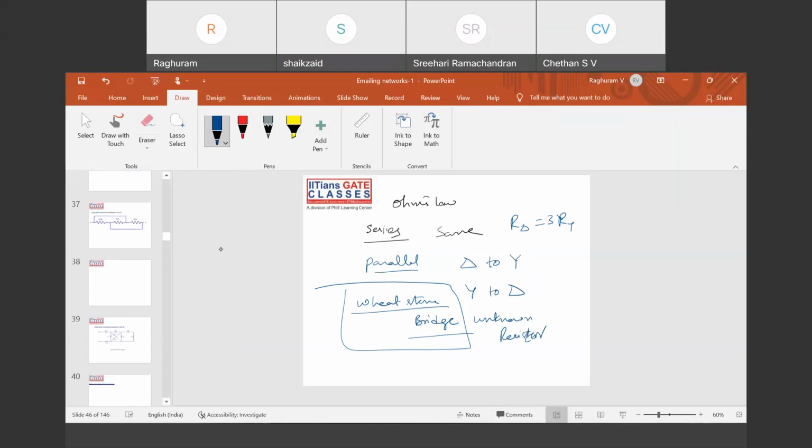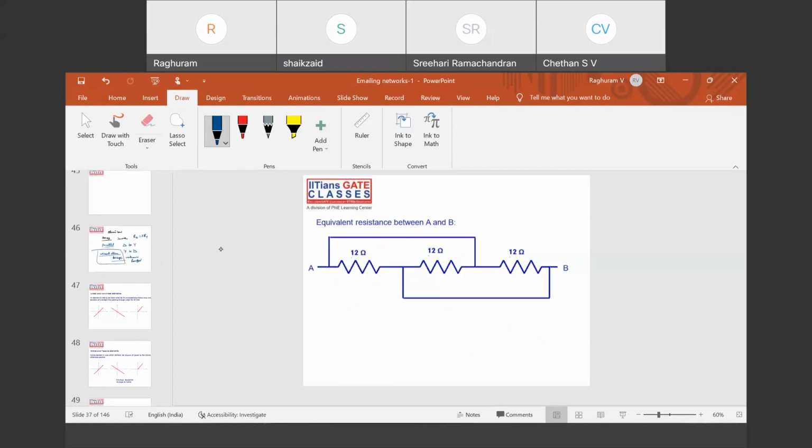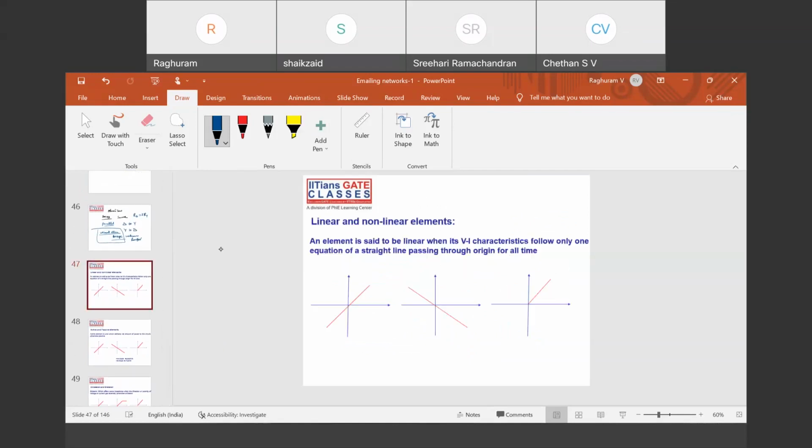We have seen some problems on how parallel and series circuits are connected. Then we are coming to linear and non-linear elements. This is important. Definitions are important because sometimes you'll get direct bits from these definitions. An element is said to be linear when its VI characteristics follow only one equation of a straight line passing through origin for all time. This is important.